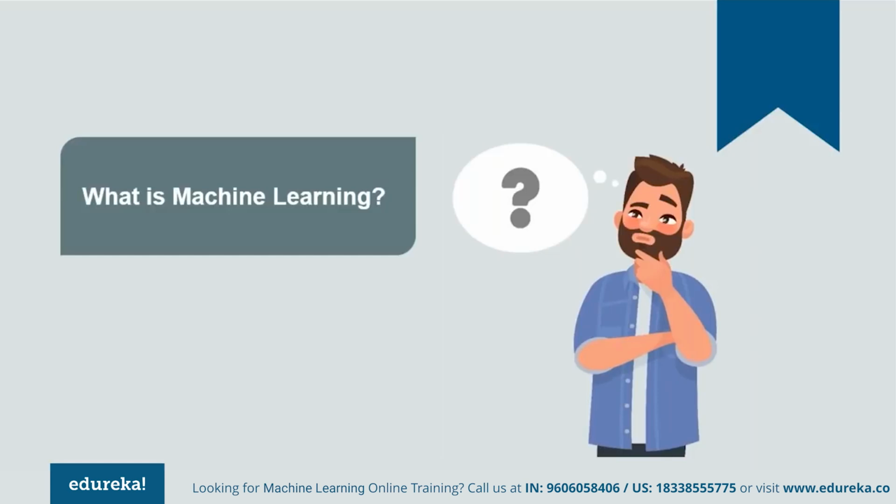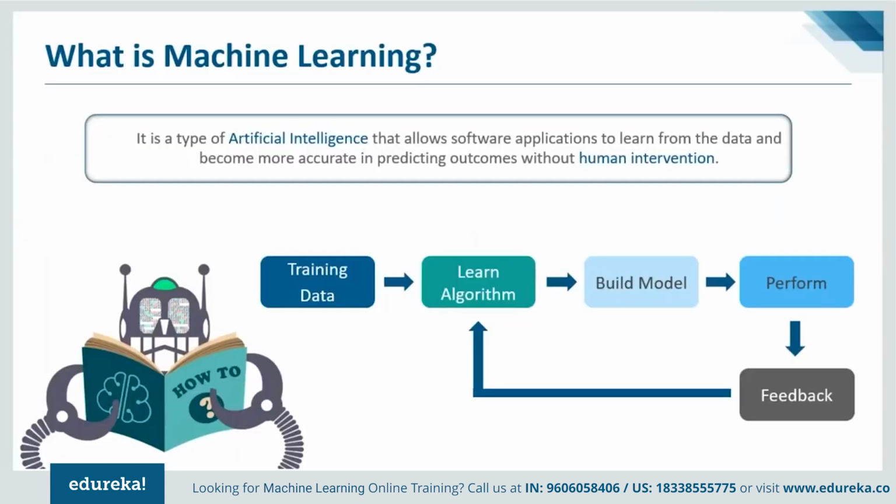So machine learning is a type of artificial intelligence that allows software applications to learn from the data without any human intervention. And this also helps you to predict the outcomes as well. So let me take a very basic example to explain this concept.